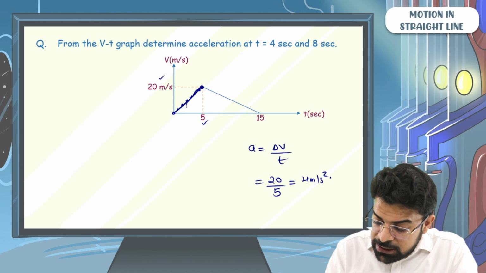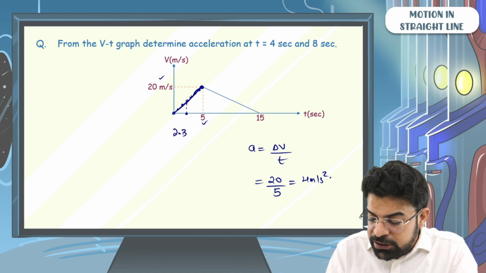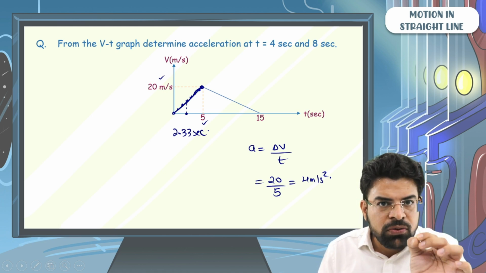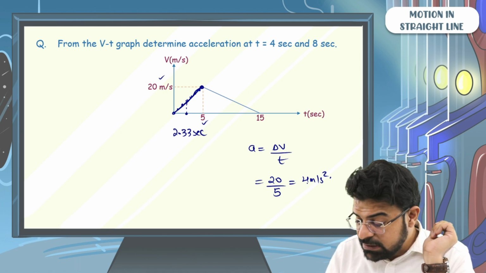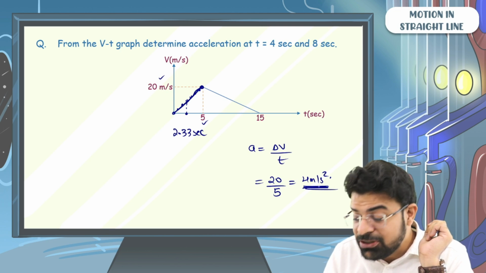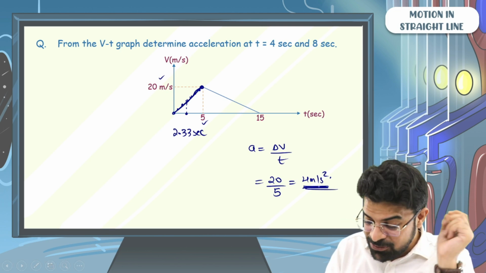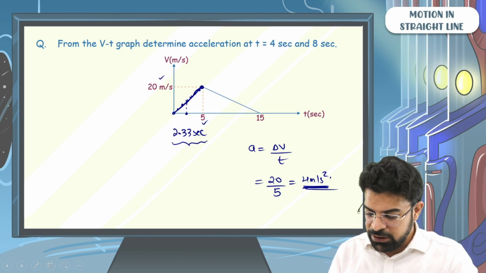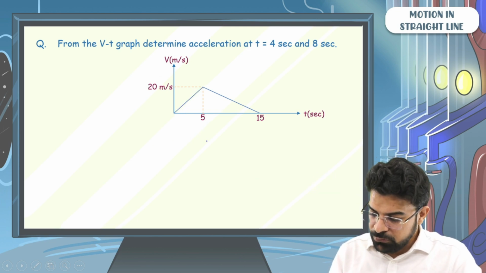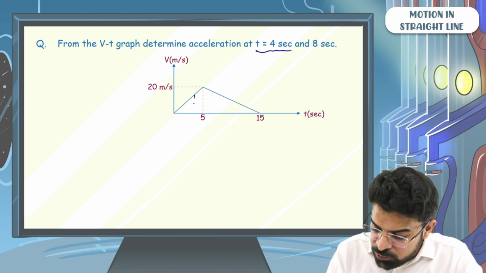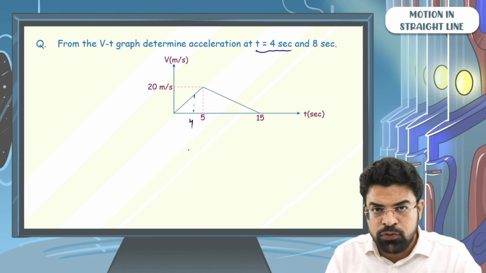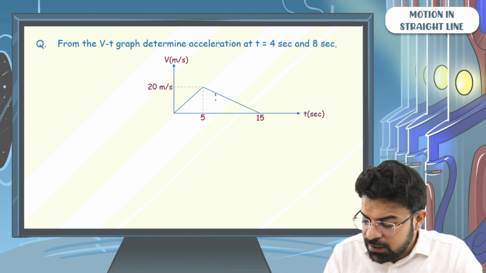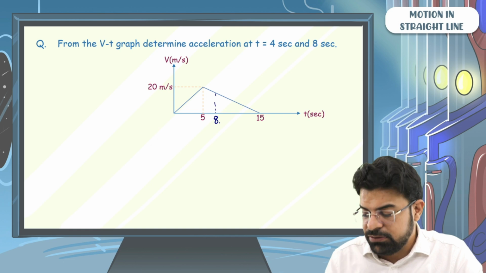If they ask you, tell me what is the acceleration at time equals 2.33 seconds, you will say, sir, again 4. Why? Because from time equals 0 till time equals 5, acceleration has a constant value of 4 meter per second square. So even at time equals 2.33 seconds, acceleration will be equal to 4 meter per second square. Okay. Now, so I know that at time equals 4 seconds, acceleration has to be equal to 4 meter per second square. What will be the acceleration at time equals 8 seconds?